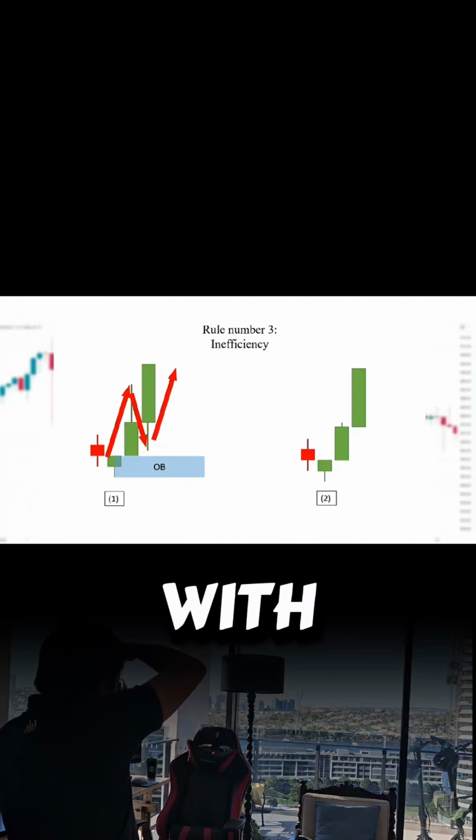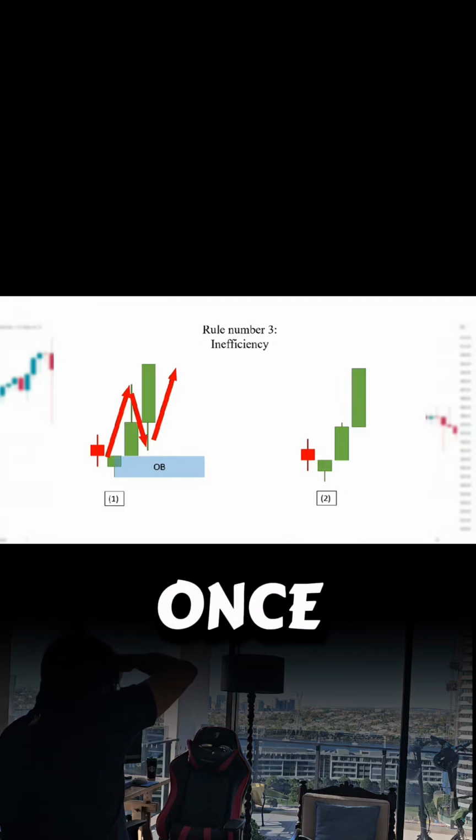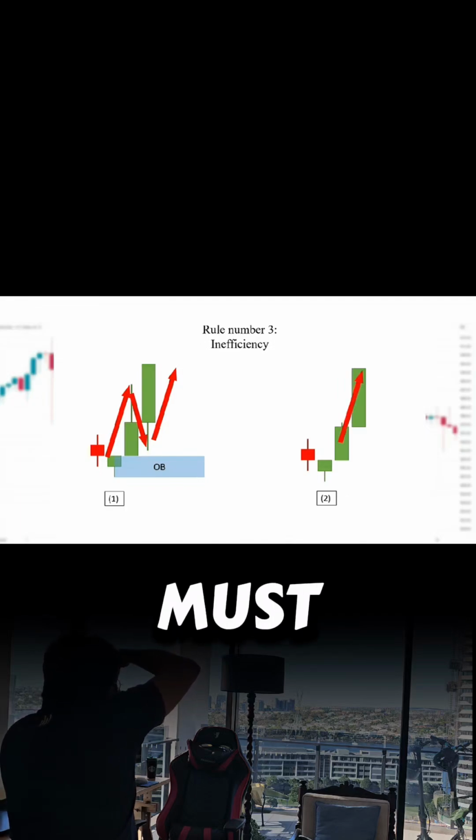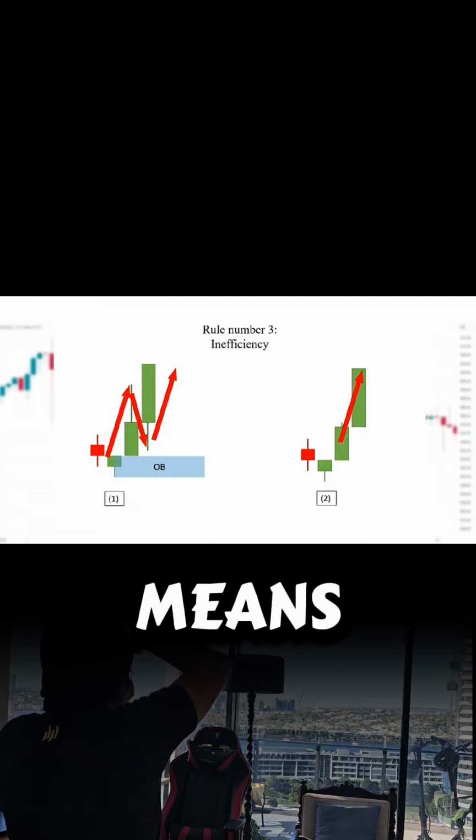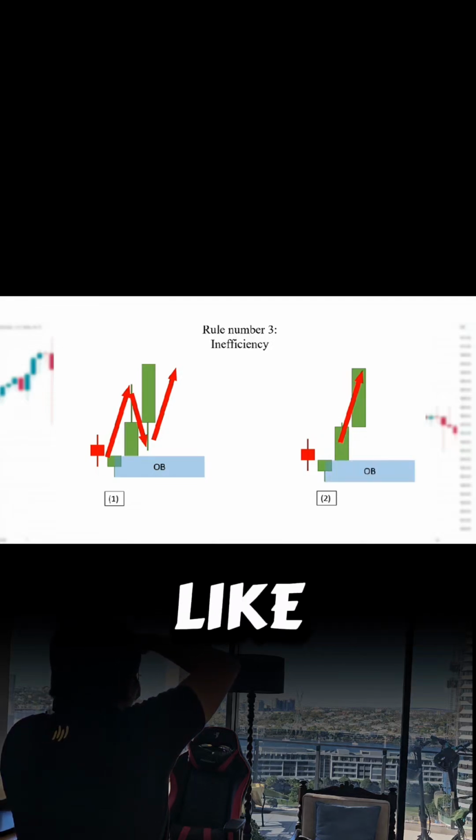So let's wrap this up with the final rule. It's actually quite simple once you've got the idea. The order block must be unmitigated. That means no prior reaction. Think of it like a blank canvas.